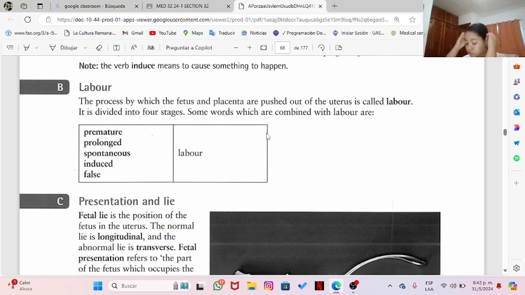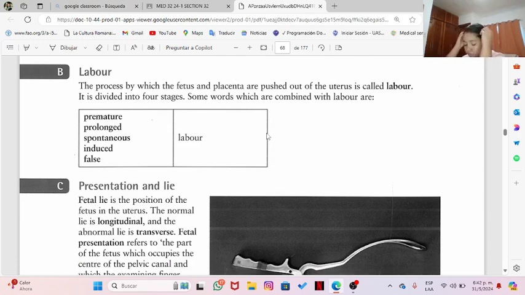Note, the verb induce means to cause something to happen. Labor, the process by which the fetus and placenta are pushed out of the uterus, is called labor. It is divided into four stages. Some words which are combined with labor are premature, prolonged, spontaneous, induced, false labor.